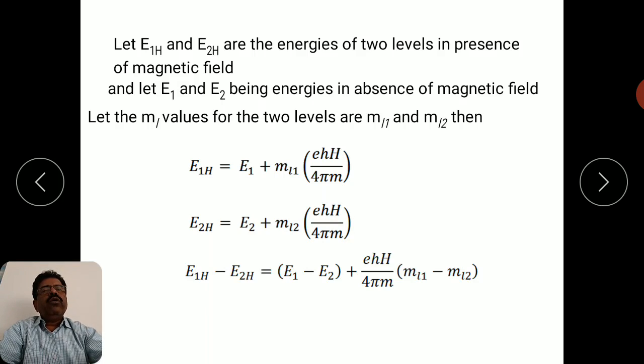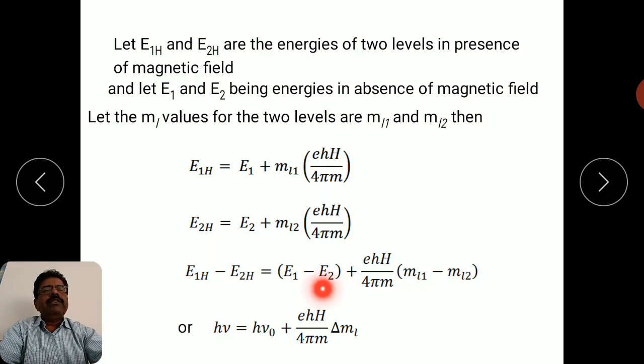So now if there is a transition, then the actual photon given out will correspond to the difference between these two energies. So if you take the subtraction of these two equations, E1H minus E2H equals E1 minus E2 plus ml1 minus ml2 into this common term eh upon 4 pi m. So this is the energy difference, that is equal to h nu, and E1 minus E2 is the original levels when there is no magnetic field, therefore the energy difference is equal to h nu, you know that.